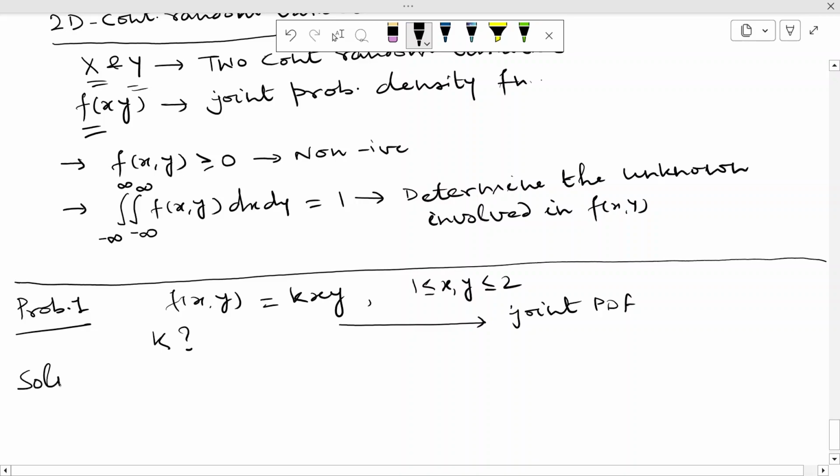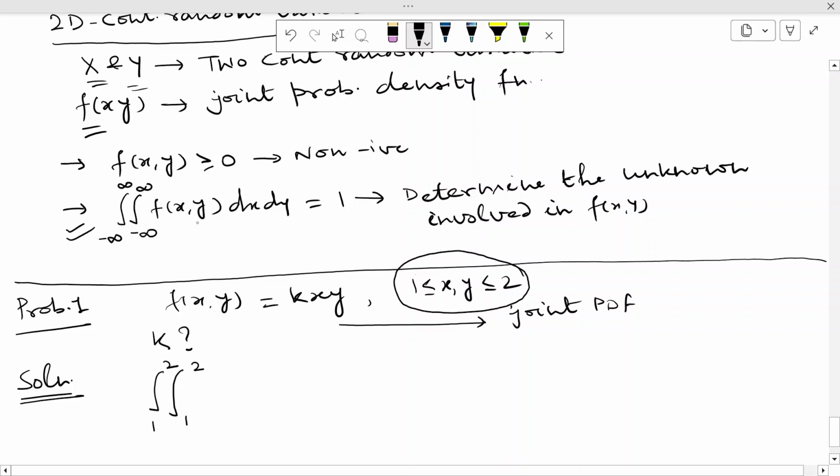So let us begin with the solution. As I mentioned, in general we consider the limits as from minus infinity to plus infinity, but we have to modify the limits as per the definition. Here you can see that the limits for x and y both vary from 1 to 2. So we use this second property. Because it is given that it is the joint PDF, we can directly use this second property, and the limits will be the same for both the variables, that is 1 to 2.